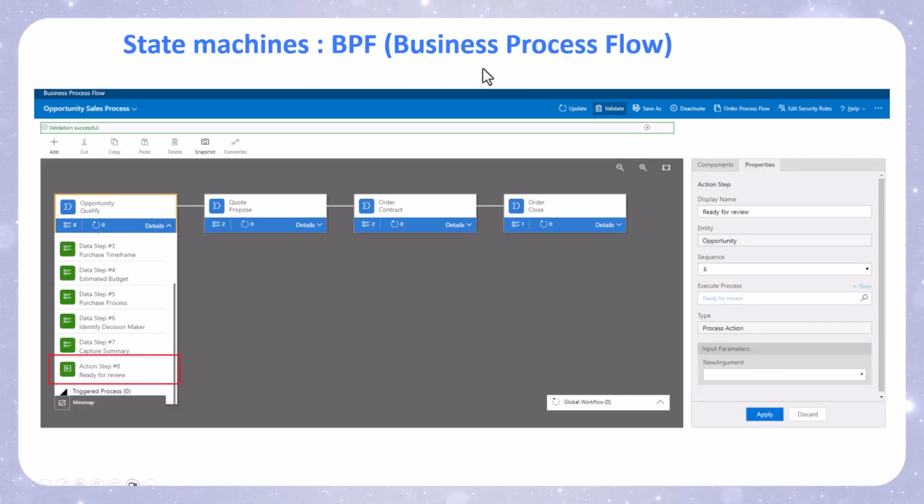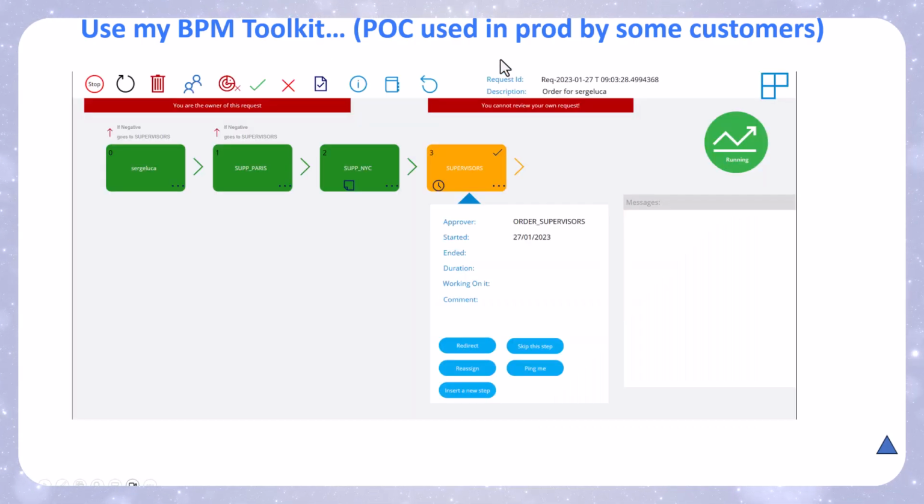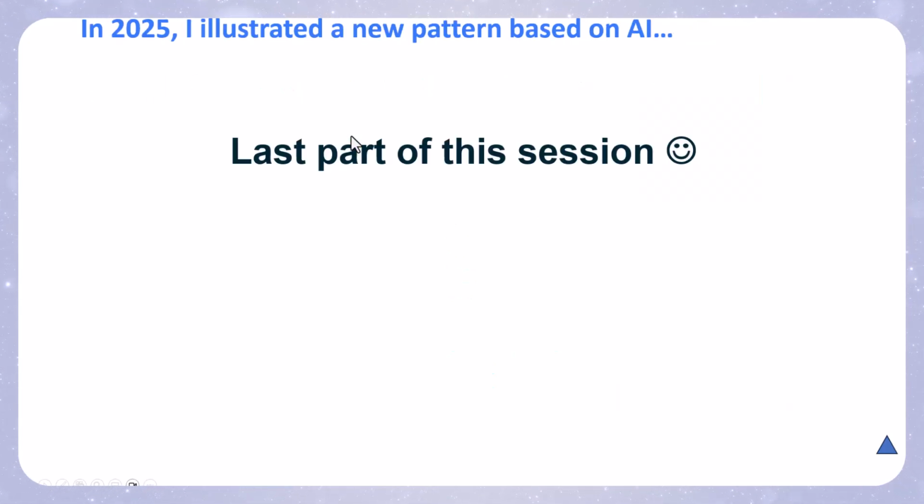You can also implement a state machine by using business process flow. I did an interesting experimentation called the BPM toolkit, where I managed a state machine. It was a POC that I did for Microsoft, and this POC is actually used in production by some customers. So you can have a state machine, the system can go forward, go backward, etc. But in 2025, and this is something that I will illustrate in this session, I illustrate a new pattern based on AI. But that's for the last part of this session.